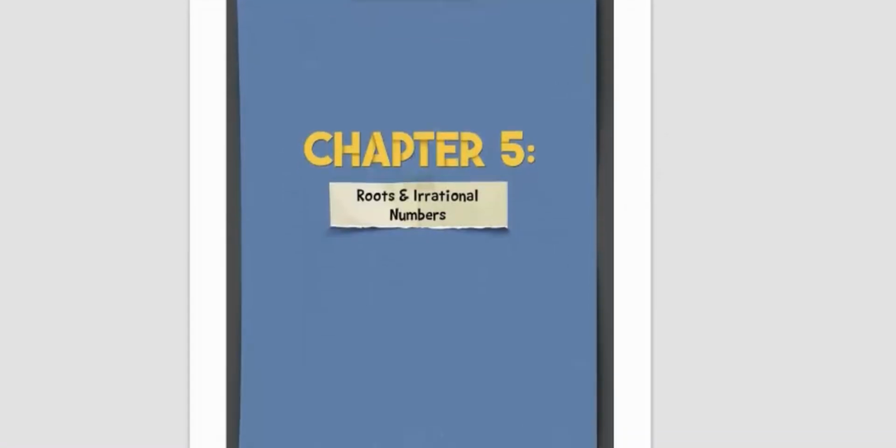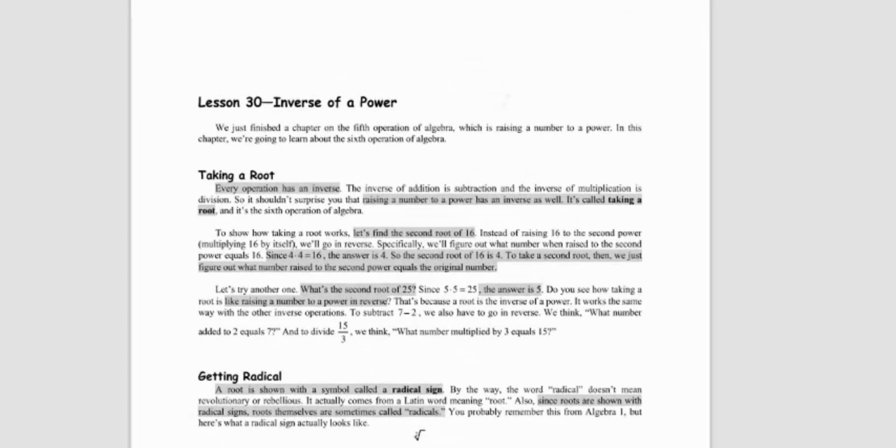Right, so chapter 5 is about roots and rational numbers. I'm just going to see how many lessons there are in this chapter. All right, so 37. In order to get through this whole chapter, that would be 7 lessons plus the test. That would be 8 lessons. So we're shooting for 5 lessons a week.